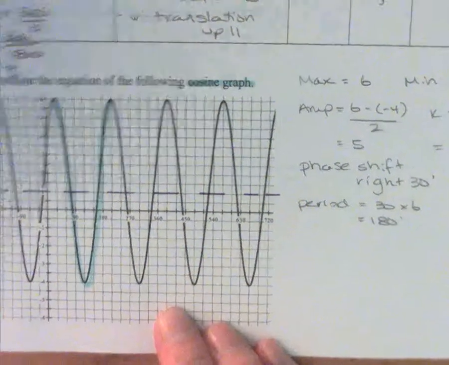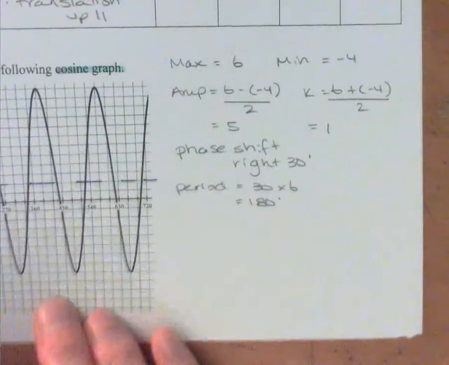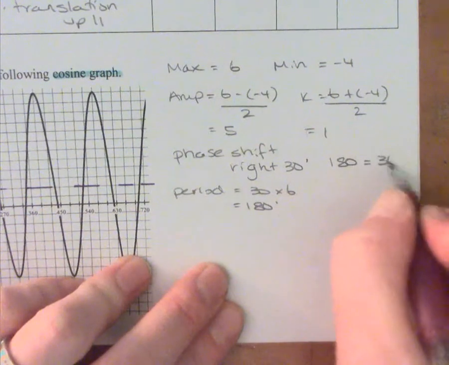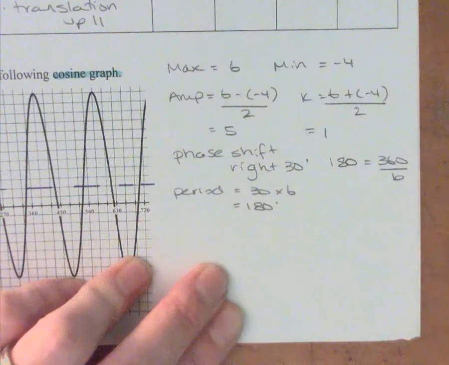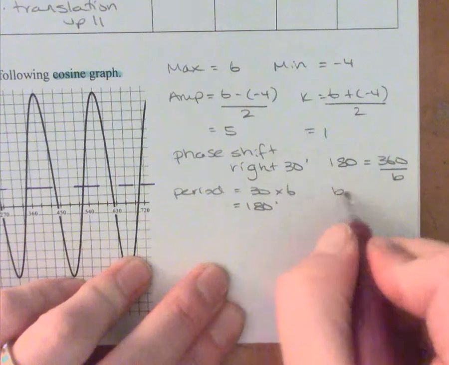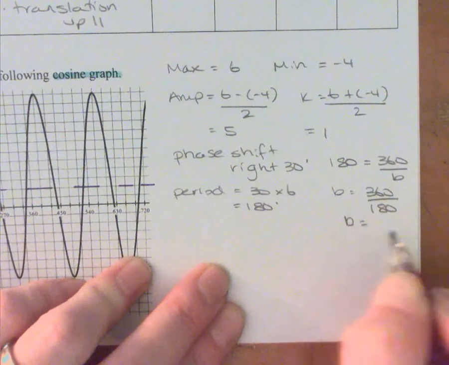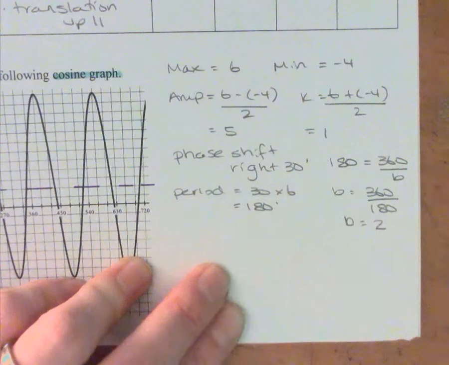Now I can find my b value. My period is 180, and I know it has to equal 360 divided by b. So now I can isolate for b, and I can say that my b value would be 2.